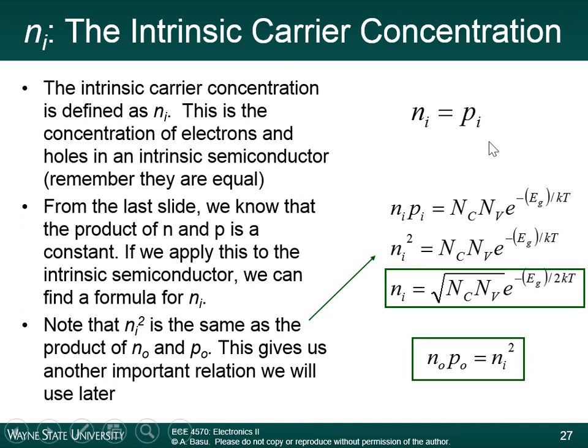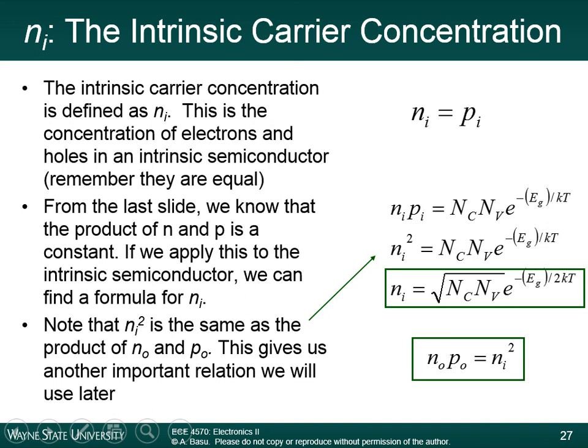So that's what I'm bringing back from earlier. Ni is equal to Pi. The intrinsic electron concentration is equal to the intrinsic hole concentration. This is for an intrinsic semiconductor. Now if we multiply Ni and Pi together, we get this relation, Nc times Nv, e to the negative Eg over Kt. All right, this is from the last slide.